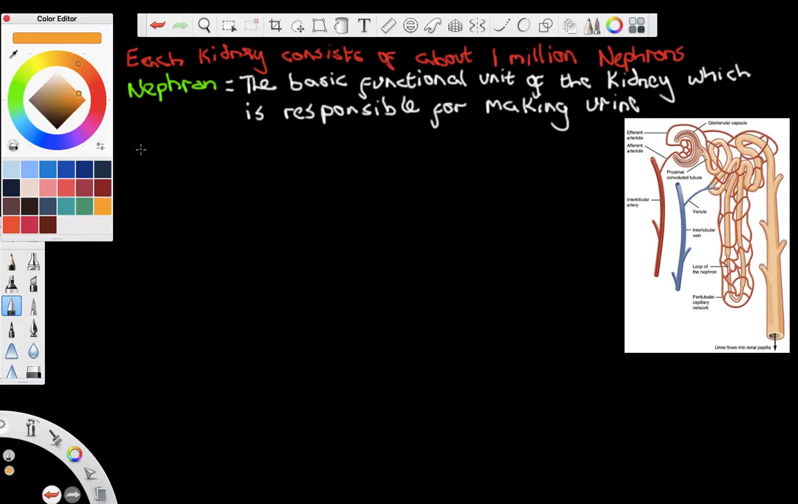So we can say that each nephron consists of, dot dot, we've got the renal or Bowman's capsule, as it may also be known.